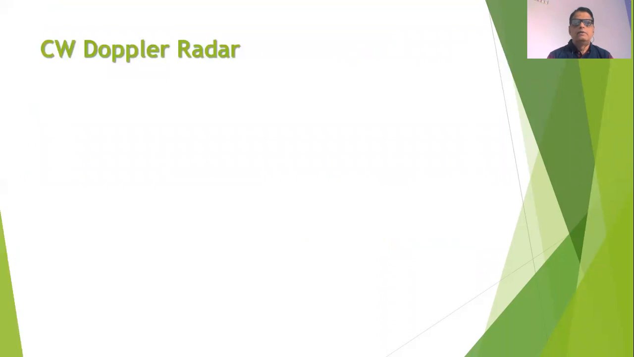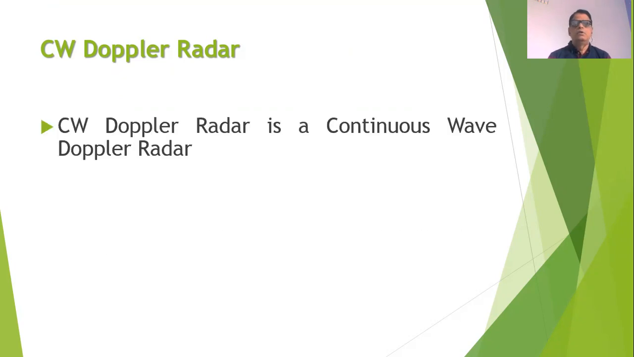So let us understand what we mean by the CW Doppler radar system. CW Doppler radar system is a continuous wave Doppler radar system. The CW word stands for continuous wave.